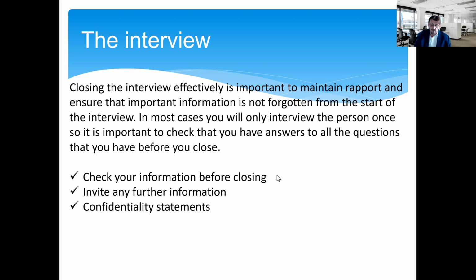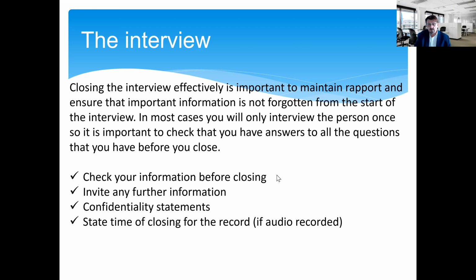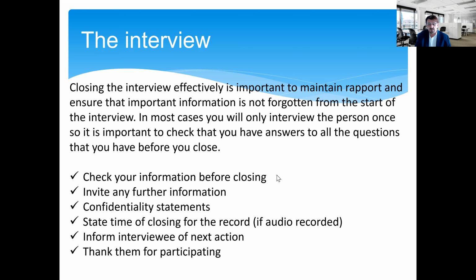Confidentiality statements that I discuss at the end. State the time of closing if recording. So that kind of closes the recording. Time concluded is whatever, 3 p.m. Inform what you're going to do next. I'm going to send you the transcript. As soon as I get it back from the transcribers, you'll get the transcript. Don't need to do anything with it. I'll be interviewing more people, and thank them for participating if you want to. So thanks for your time.